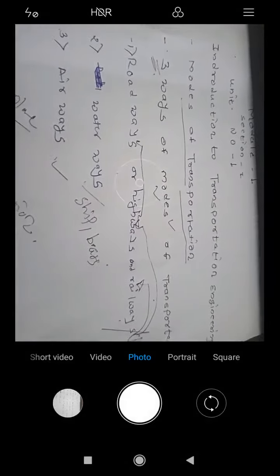The university question asks you to list the different types of transportation and describe each and every one. So these are the first points.